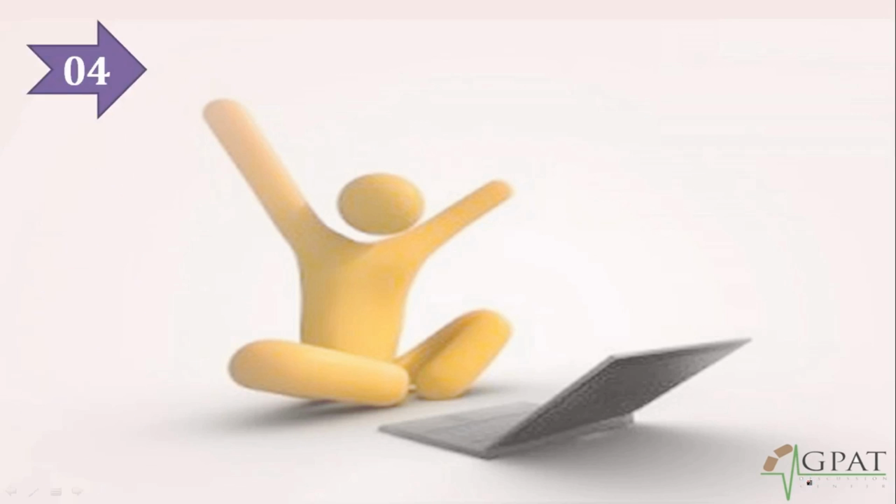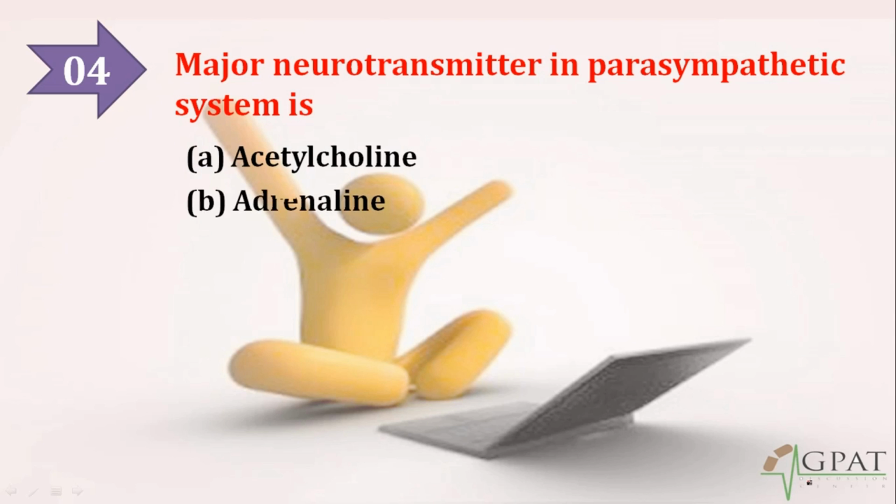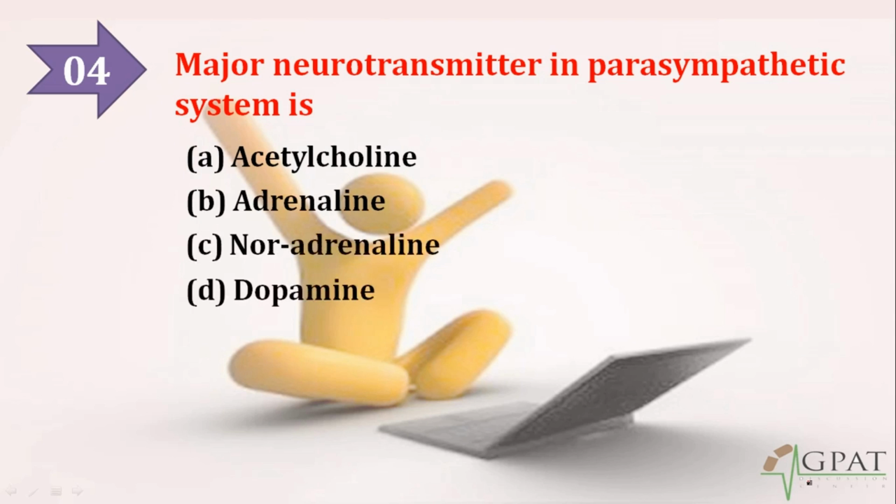Next question, question number 4th. Major neurotransmitter in parasympathetic system is, and the options are acetylcholine, adrenaline, noradrenaline, dopamine, and the right option is acetylcholine.